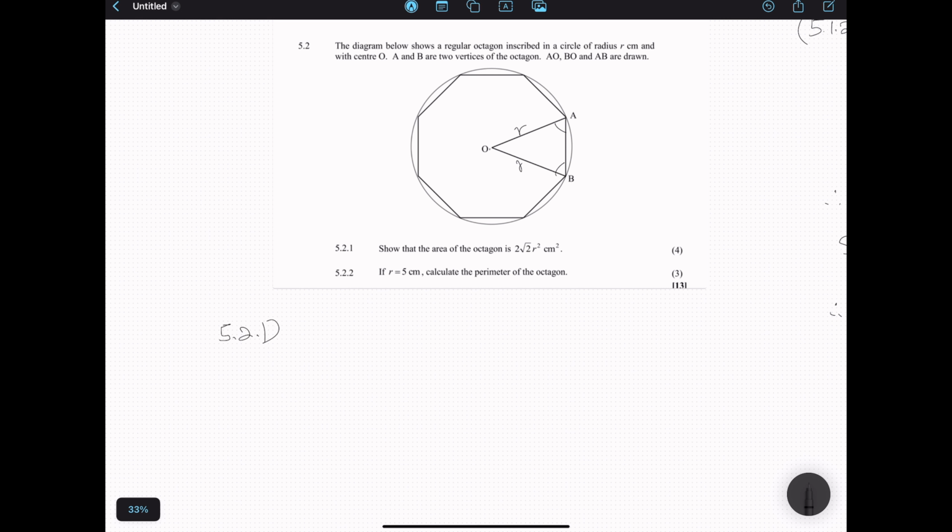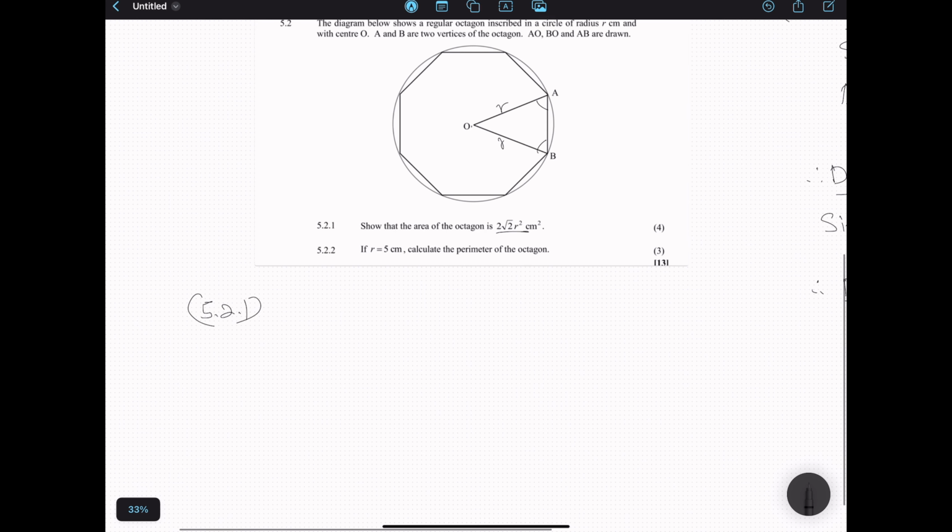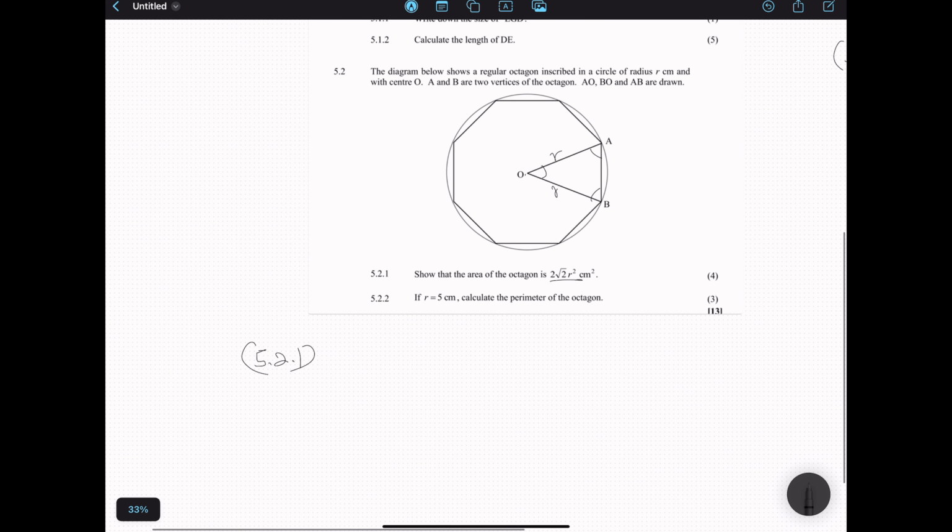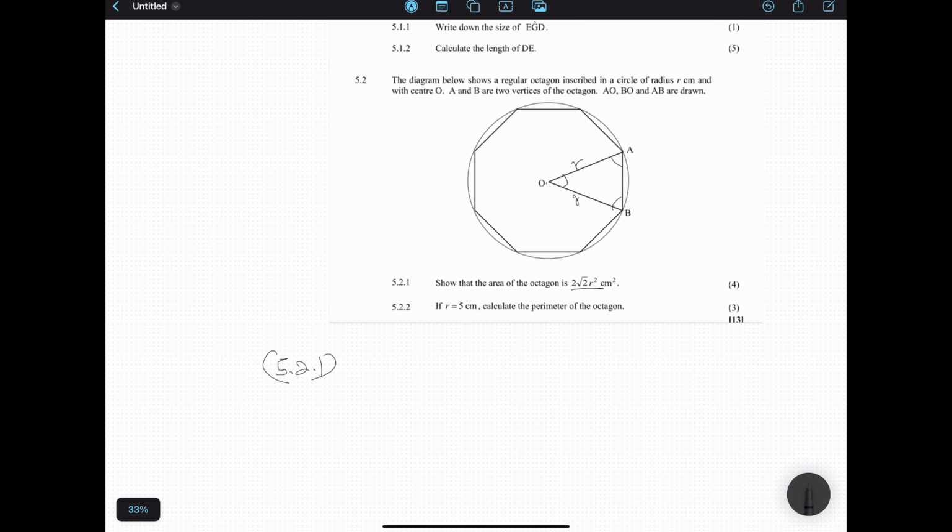So the first question, 5.2.1, they are asking us to show that the area of the octagon is given by this. We have to prove that. Before we do that, we need to calculate this angle here. We know that the angle around this point is 360, so angle AOB is equal to 360 divided by 8, which is 45 degrees.